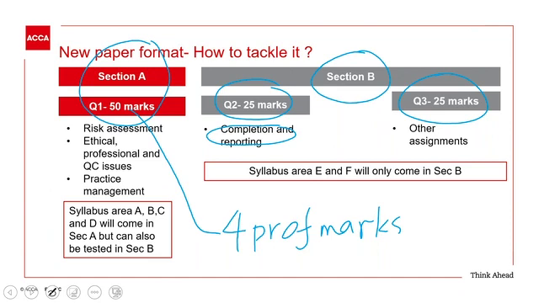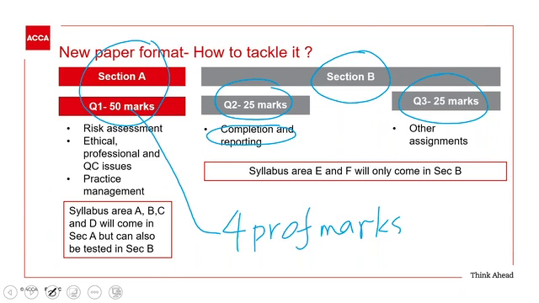So question number 2 of 25 marks will be on completion and reporting. The examiner can give you something about evidence in question number 2, because that is the completion stage, the review of the working paper. You must remember the typical question of the examiner from past papers: comment on the matters and explain the evidence you should expect to find in the working paper file. That question usually comes at the completion stage, so the examiner can come back with the typical evidence question because that really fits the completion stage.